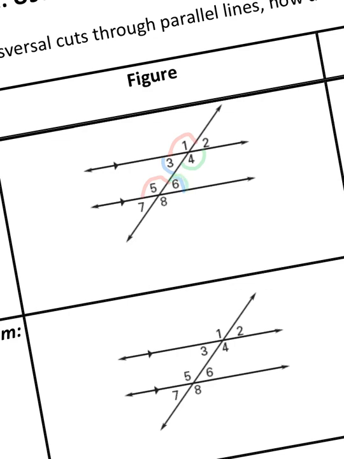And alternate exterior angles will be outside of the two parallel lines and alternating across the transversal, like 2 and 7. Remember there are other angle pairs too. We've got angle pairs like vertical angles, 1 and 4. We've got linear pairs, 1 and 2, but those come from one of the previous units.